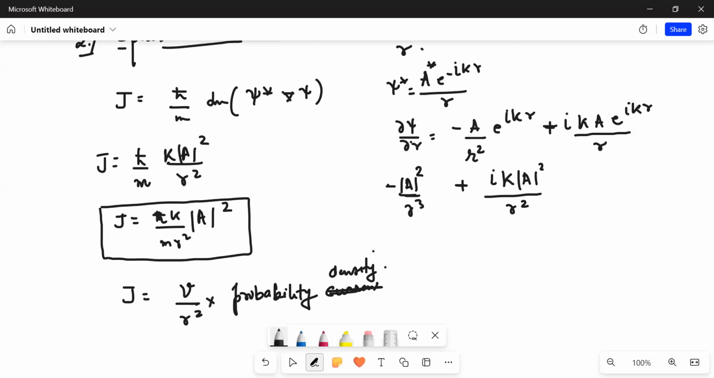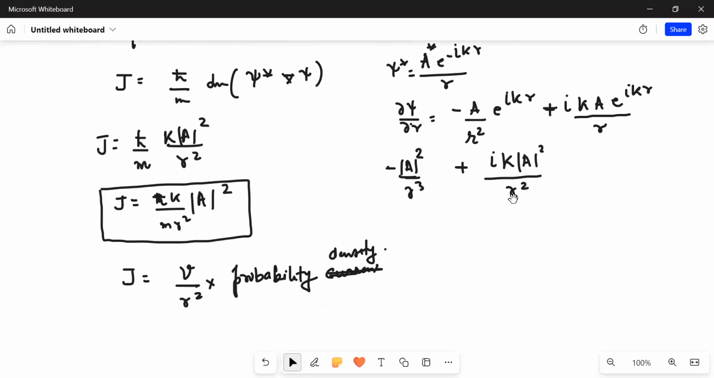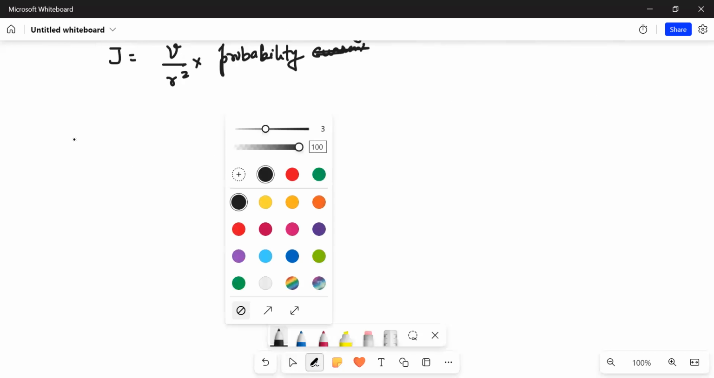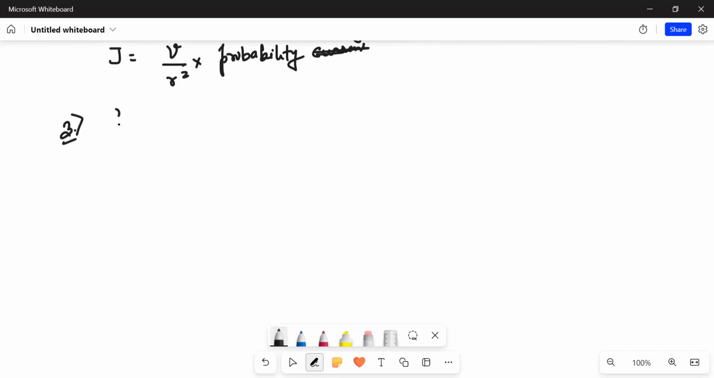Yes. Okay. Chalo. Now let us do one more thing. So that also happens. That is also a good thing to do. Let us take one more case of Gaussian wave packet. Usually Gaussian wave packets are quite used in your quantum mechanics. So let's take the third case of Gaussian wave packet.